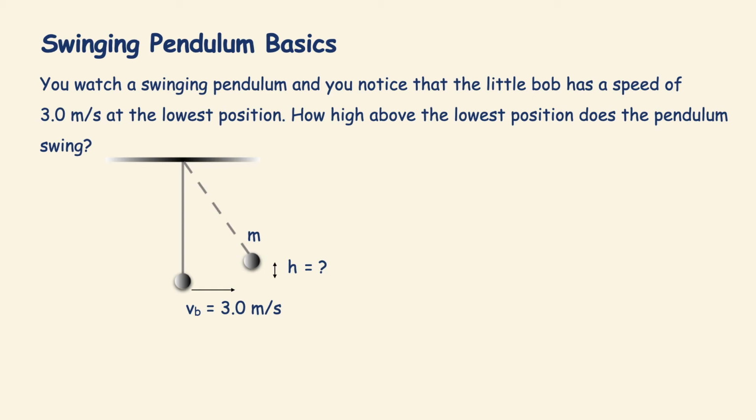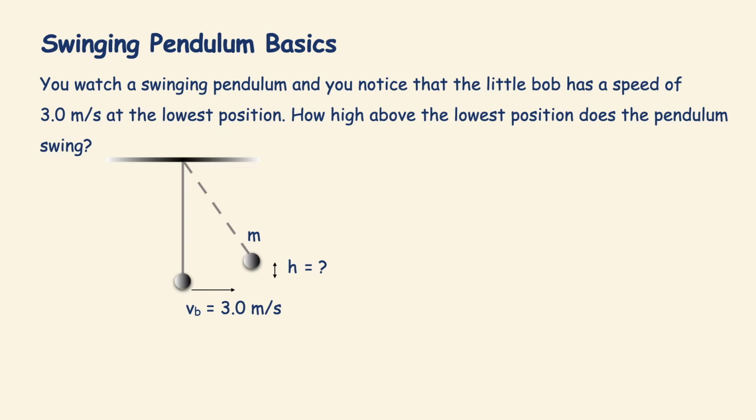Let's consider a completely new category of problems here, swinging problems. Every time you have a bob attached to a string or a rope and it swings back and forth, most of the time the questions are solved very nicely through energy. Here's our example. You watch a swinging pendulum and you notice that the little bob has a speed of 3.0 meters per second at its lowest position. How high above the lowest position does the pendulum swing?